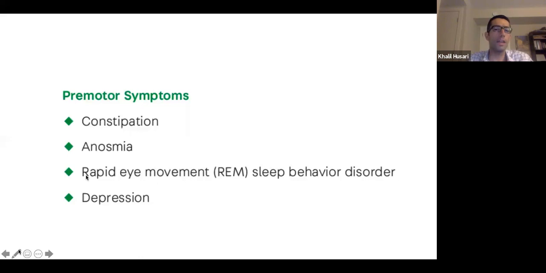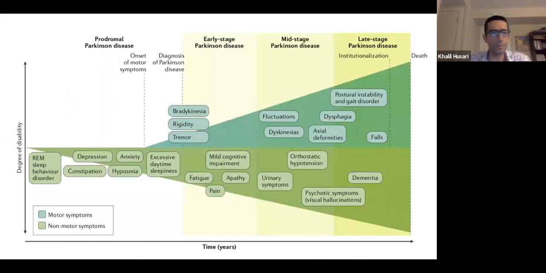And then the other thing is depression as well. So these are the 4 symptoms which usually precede the tremor, the rigidity, and the bradykinesia. So this is a nice graph that tells you that here we have the prodromal Parkinson's disease. It lasts for several years. Depression, constipation, decreased sense of smell, perhaps anxiety, and REM sleep behavior disorder. And then what happens is the bradykinesia, the rigidity, and the tremor start.